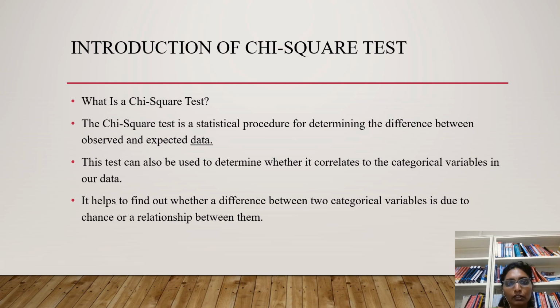Okay. This test can also be used to determine whether the categorical variables in our data are correlated. That is, is there any significant relation between them or not? So this is a correlation. This test is the evaluation part of the data. What is our expected? What is our observation? So this is the main thing.